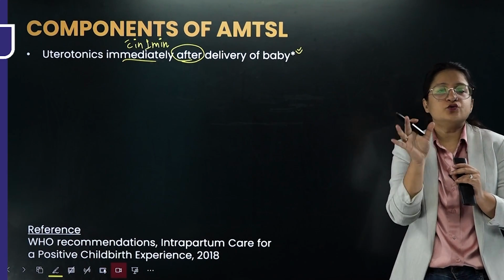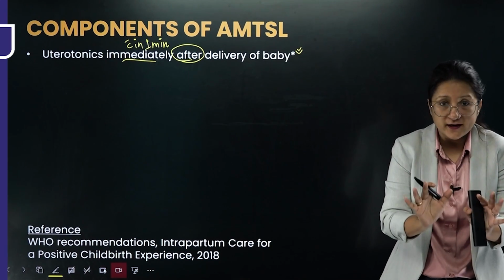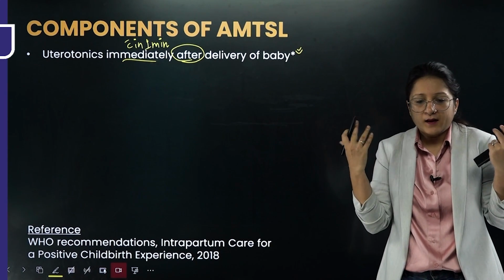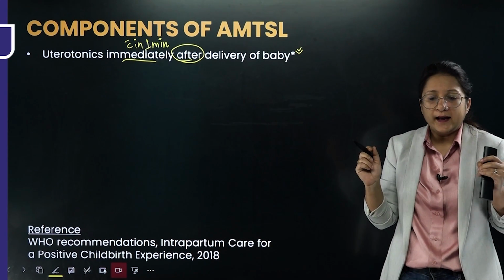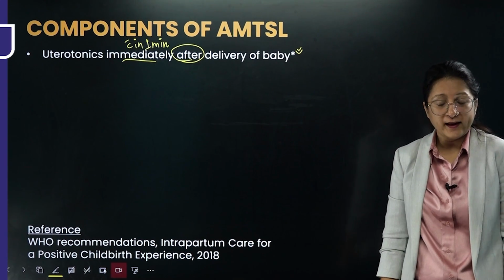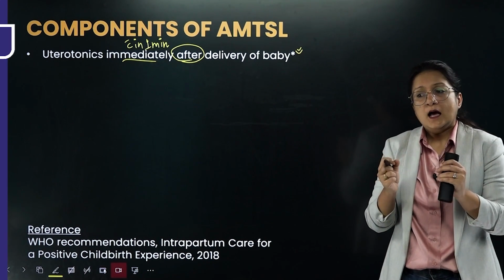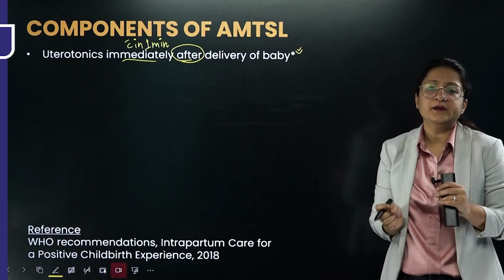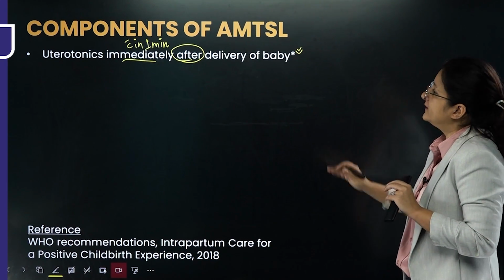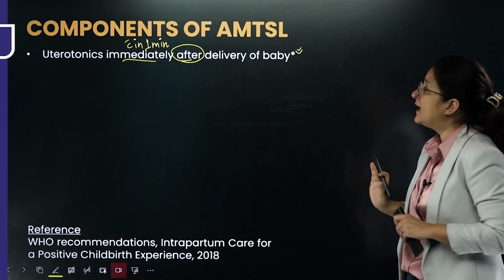Secondly, in case you give it before the delivery of the anterior shoulder, the head comes out and the shoulder is yet to deliver, and you give the uterotonic, then there is a possibility that if shoulder dystocia were to occur and you've already given a uterotonic, there are intense uterine contractions. In the face of shoulder dystocia, it would further impact the shoulder behind the pubic symphysis. So remember here, uterotonics immediately after delivery of the baby, as simple as that.